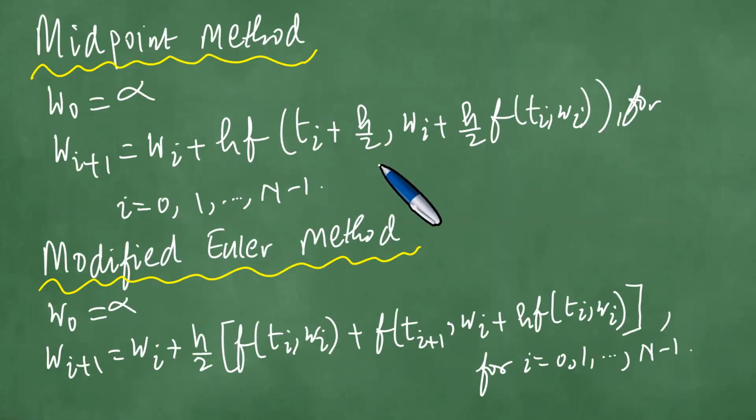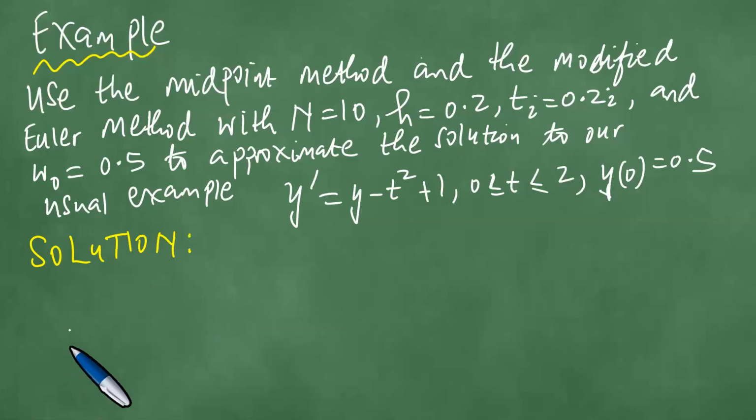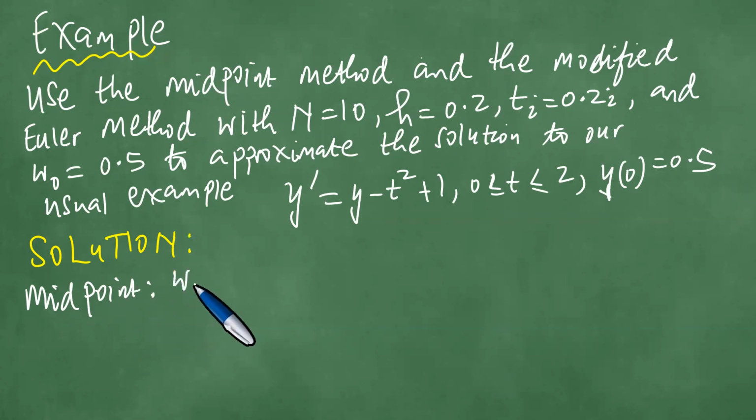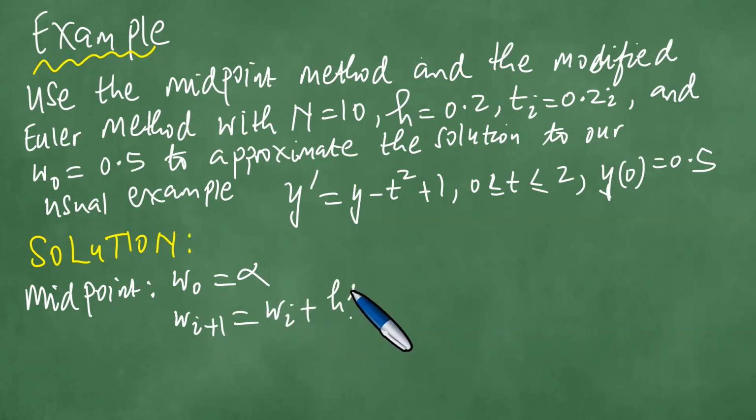For the midpoint, this is exactly what we have there. But what is the difference equation? So we start with the midpoint. Once you get the difference equation, we can complete the table. So now this is the initial value, and then we have Wi plus 1 is Wi plus hf into Ti plus h over 2.